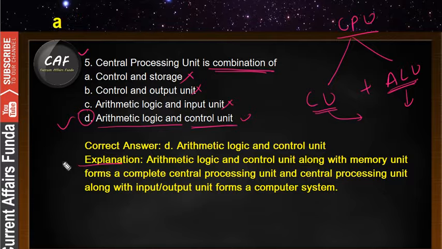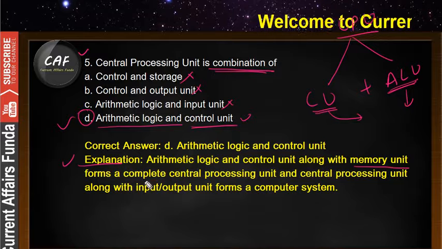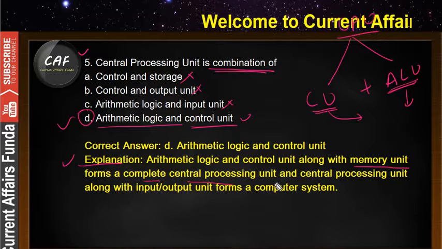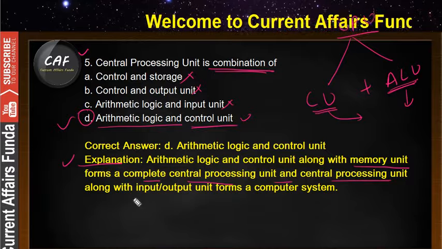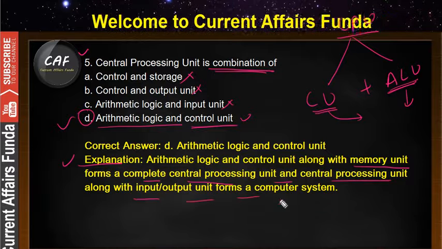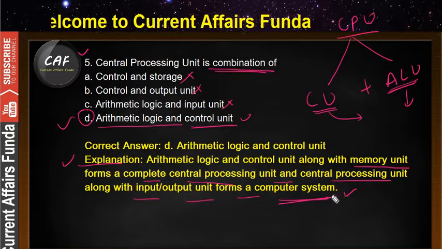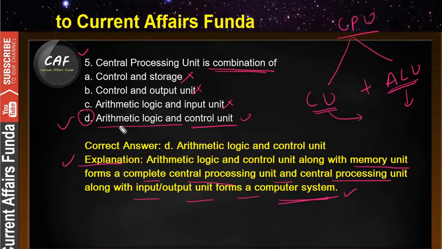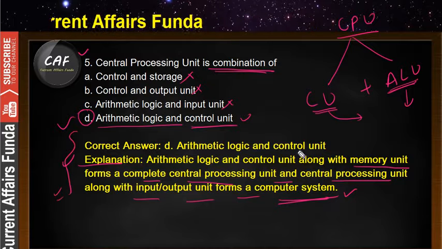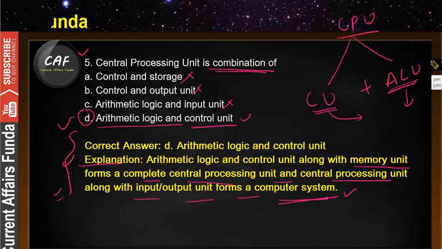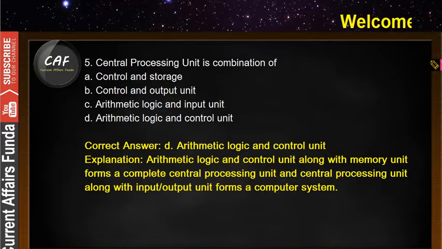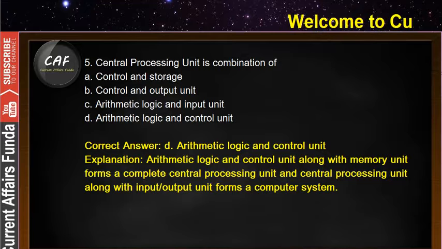So the explanation: arithmetic logic and control unit along with memory unit forms a complete central processing unit, and central processing unit along with input output unit forms a computer system. So guys, it's all about the basic fundamentals of a computer system and the central processing unit. Now let's discuss the next problem.